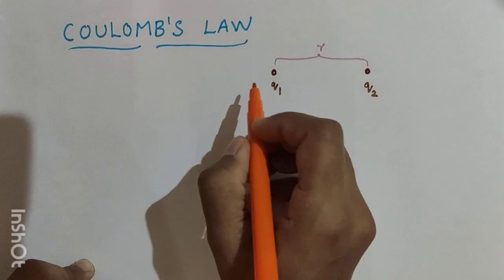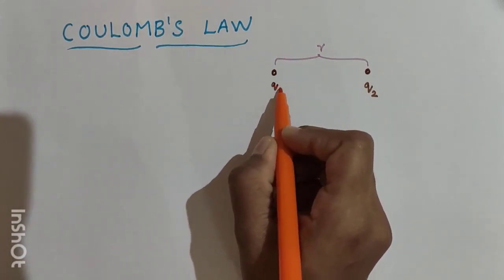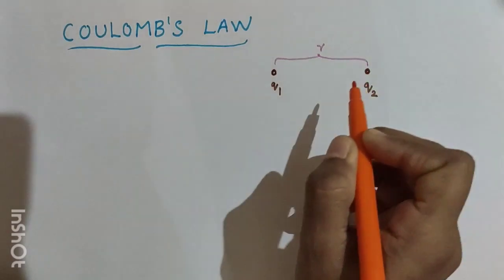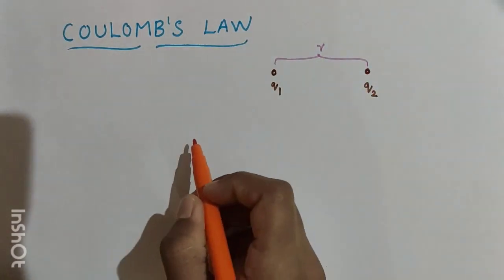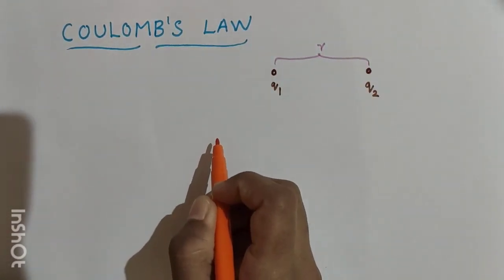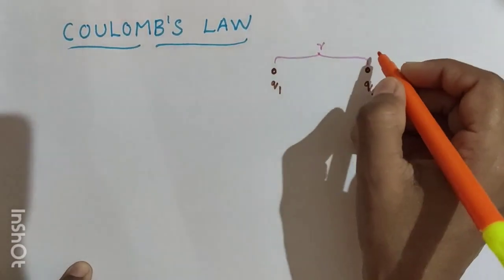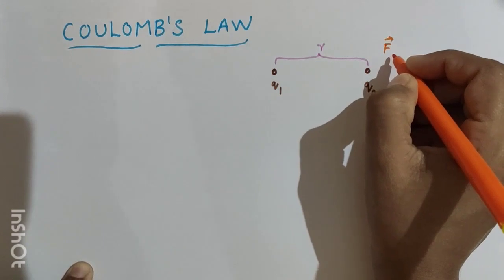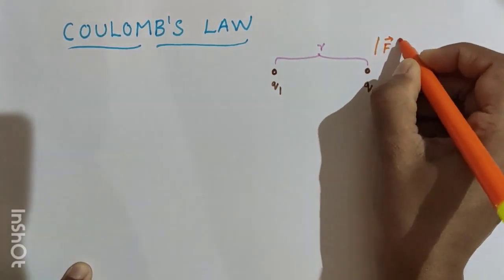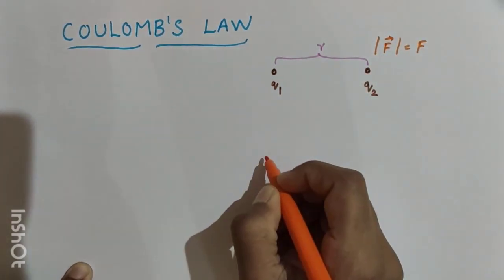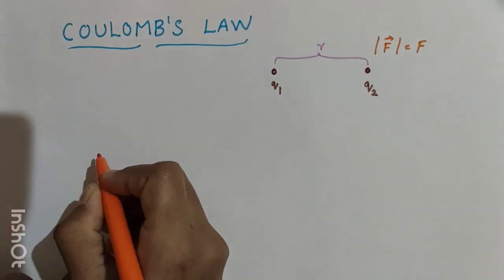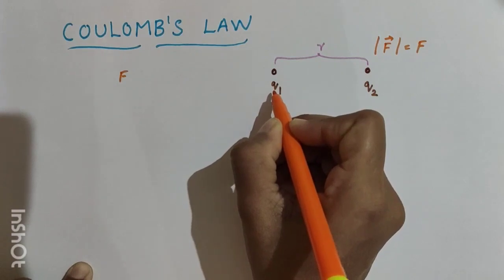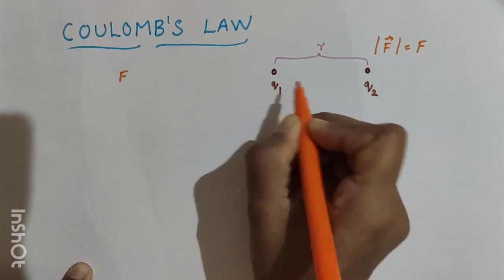You see, here I have considered two charges. One is Q1, another one is Q2. They are separated in vacuum by a distance small letter r. Then, we know that force is a vector quantity. We usually represent it by vector F. Then the magnitude of the force means F. Coulomb's law states that there is an electrostatic force of repulsion or attraction between Q1 and Q2.